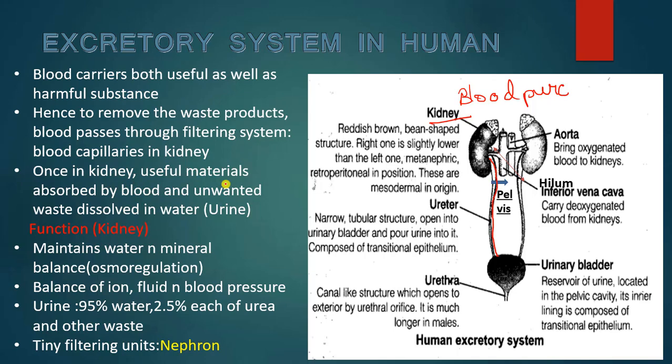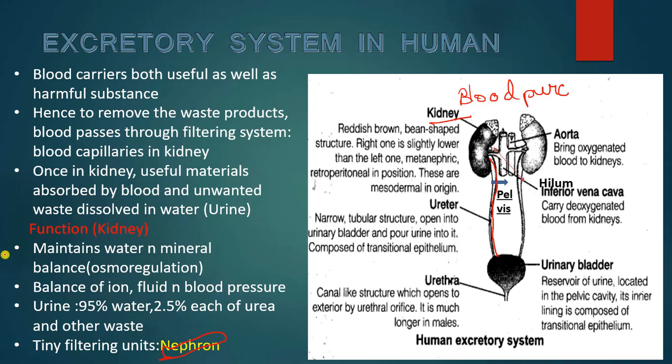Useful materials are absorbed by the blood and unwanted waste is dissolved in the water, as I said. The major filtering unit is present in the kidney. Now, the kidney is a very big organ. Organs are made up of cells. Cells make tissues. Tissues make organs. So what is that simple unit present in the kidney which makes this whole complex organ? This complex organ is made up of tiny units called nephrons. So the nephron is the major important unit present in our body which helps in excretion.